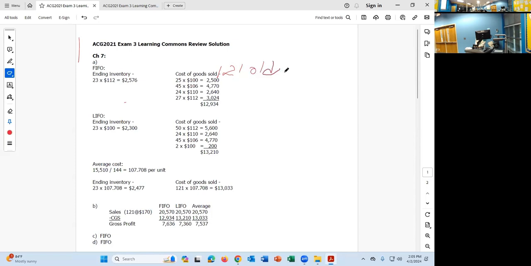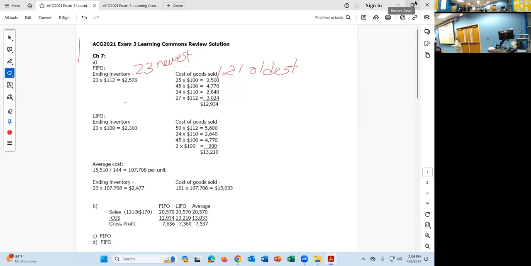This is important. Okay, under FIFO, we sold the 121 oldest items. What remains in ending inventory at the end of the period is gonna be the 23 newest items. So what happens is people have preferences in how they want to calculate the ending inventory and kind of back into the cost of goods sold. I personally like to calculate the cost of goods sold piece because it's what makes sense in my brain as we think about first.